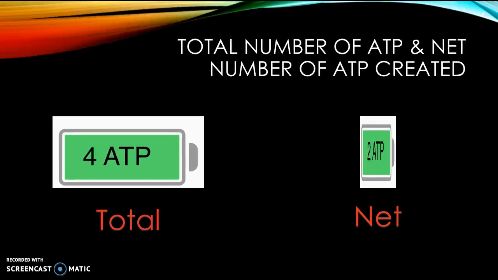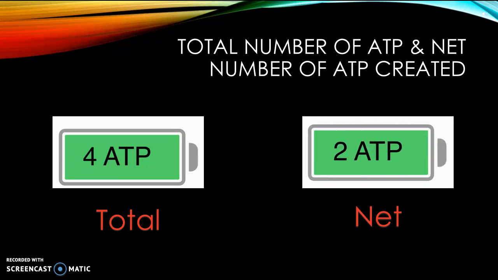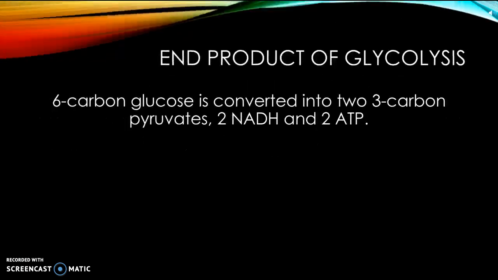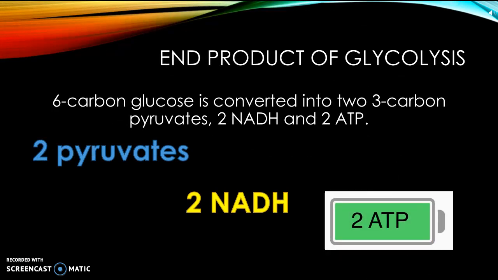The total amount of ATP created by glycolysis is 4. The net ATP is 2. An advantage of glycolysis is that it is quick at producing ATP, but a disadvantage is it does not produce a lot of ATP due to it being an anaerobic process, and it only produces 2 ATP at a time. The end products of glycolysis are 2 pyruvates, 2 NADHs, and 2 ATPs.